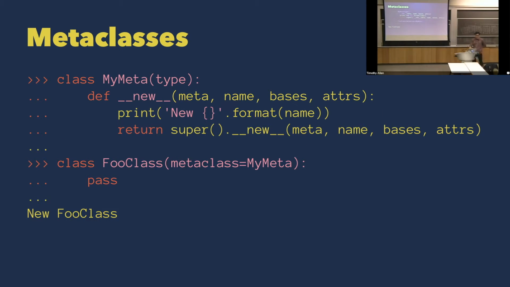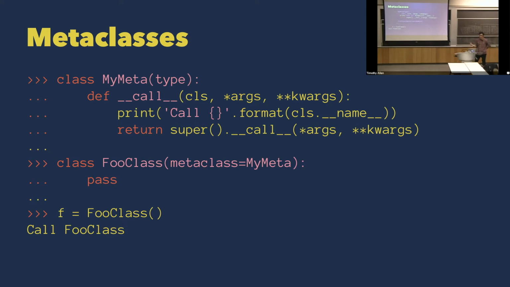So just to be clear, when new gets called for a metaclass, this is when it gets called. I haven't actually done anything. I just created a foo class, said the metaclass was my meta, and created it, and then new gets called. It's been created. That's when this print function that I stuck in here gets printed out at the bottom.